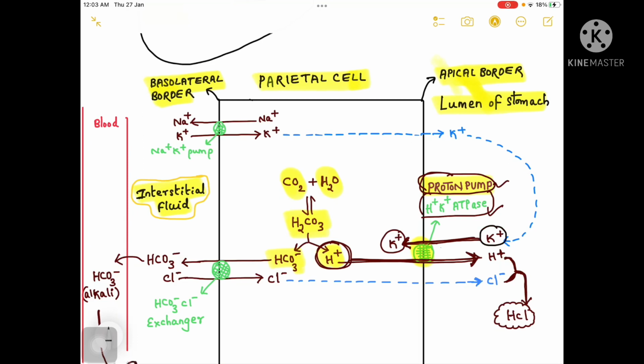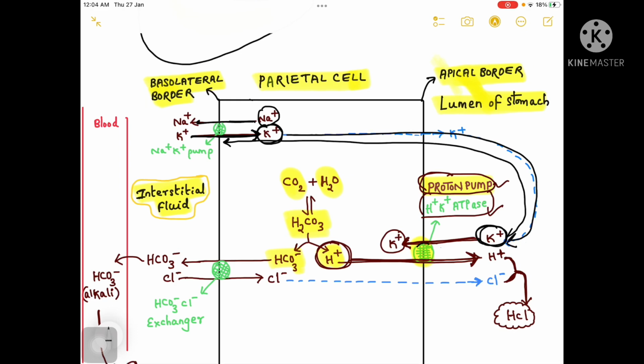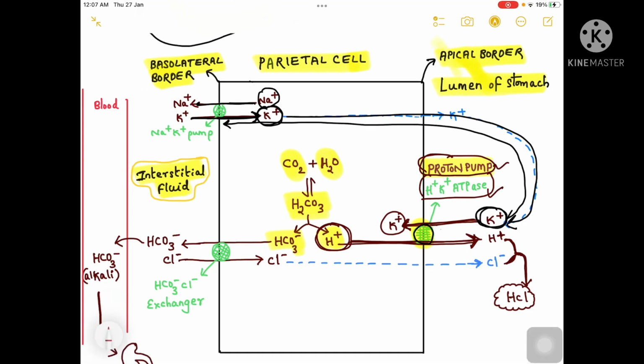Coming to this potassium ion, what is the source of this potassium ion? If you go back to the basolateral membrane, there is another pump known as the sodium potassium pump. The function of this pump is to send one sodium ion outside of the cell in exchange for one potassium. So this sodium potassium pump sends one potassium ion inside the cell in exchange for sodium. This potassium is the main source of the potassium ion for the proton pump.